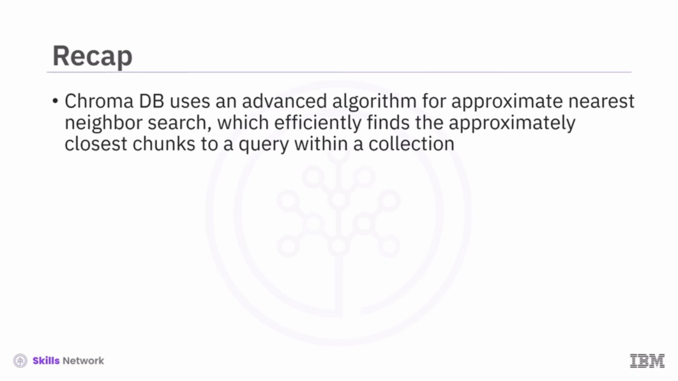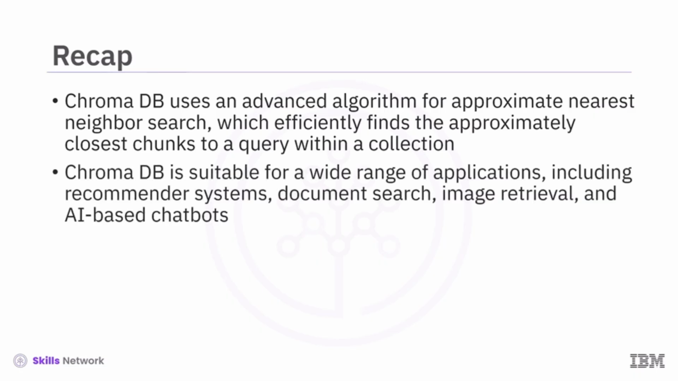ChromaDB uses an advanced algorithm for approximate nearest neighbor search, which efficiently finds the approximately closest chunks to a query within a collection. And ChromaDB is suitable for a wide range of applications, including recommender systems, document search, image retrieval, and AI-based chatbots.